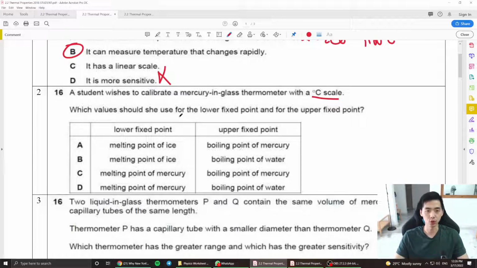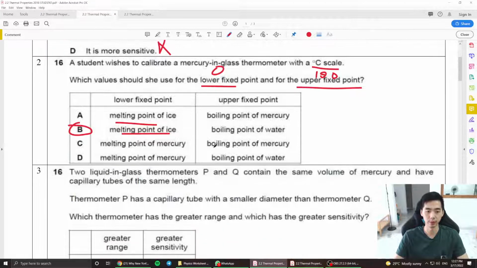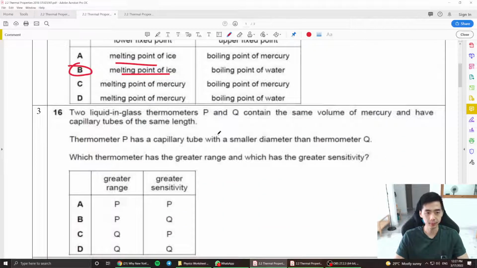Which value should she use for the lower fixed point and the upper fixed point? Lower fixed point and upper fixed point are always going to be 0 and 100 degrees Celsius. So the lower fixed point is definitely going to be the melting point of ice, and the upper fixed point is going to be the boiling point of water, which is obviously going to be B in this case here.